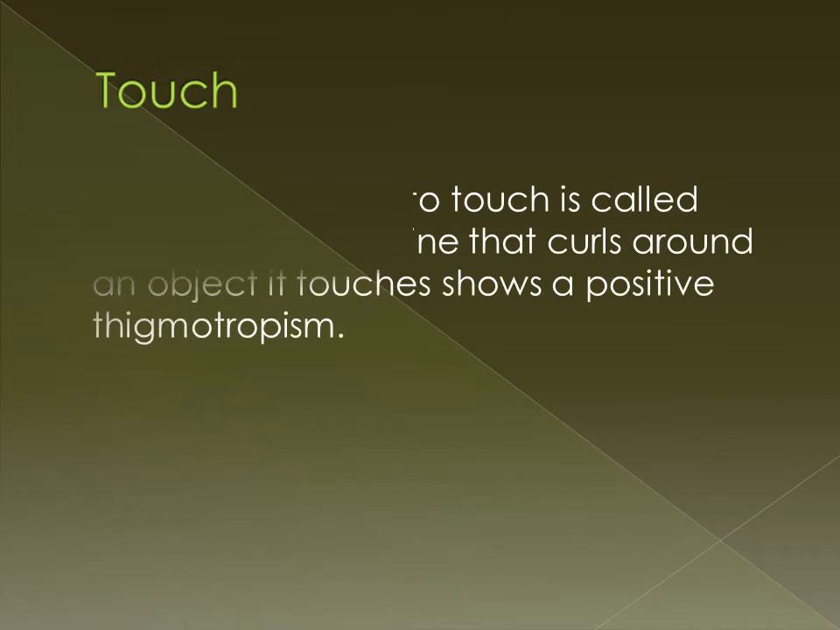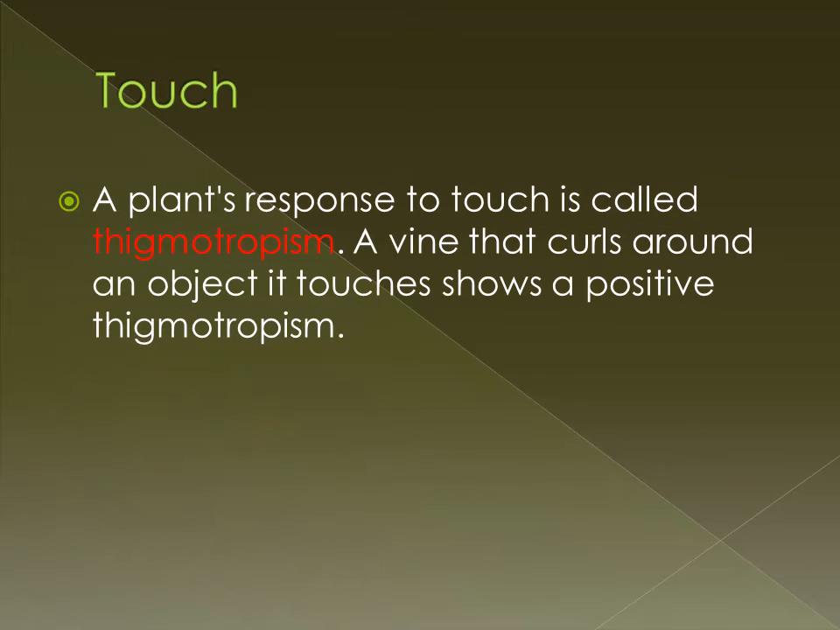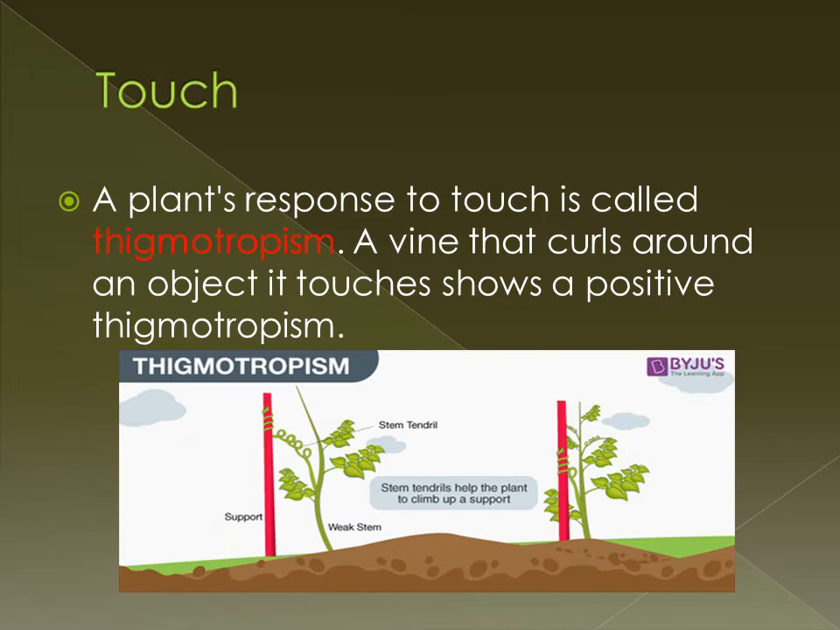Now another stimulus, touch. A plant's response to touch is called thigmotropism. A vine that curls around an object it touches shows a positive thigmotropism. You can see thigmotropism in this plant. Not all plants, but some plants will respond towards a touch. Here the vine of this plant curls around an object it touches, showing a positive thigmotropism. So here the plant is responding towards the touch. This type of response we call thigmotropism.